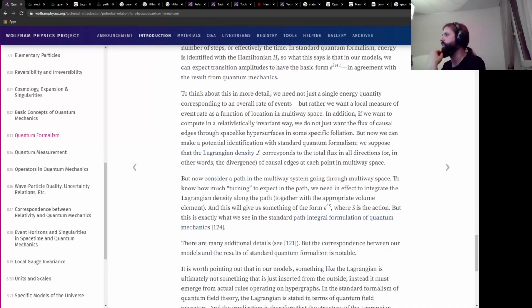And then there's this Lagrangian stuff popping up. But here I think I need to take a little bit of a look under the hood at what this Lagrangian thing is, because it has been popping up often, and it has a relationship to classical mechanics and then Lagrangian mechanics and whatever.